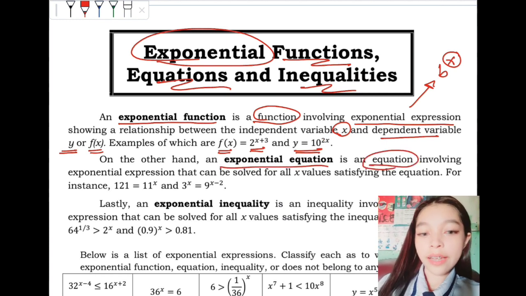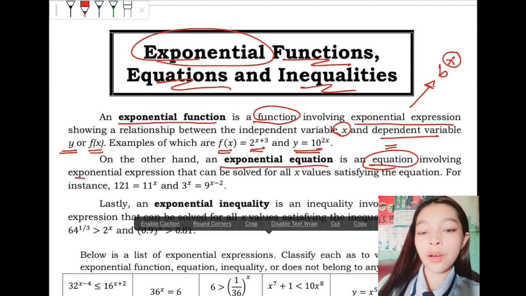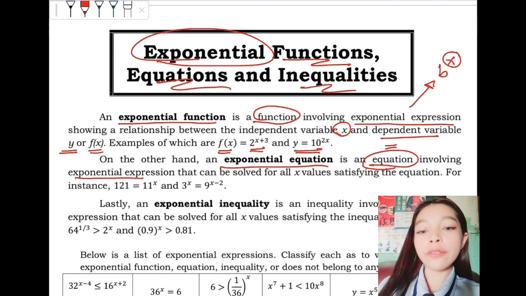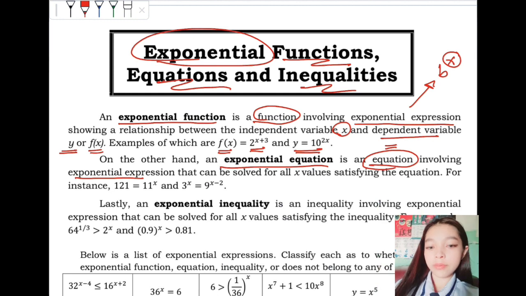On the other hand, an exponential equation is an equation that uses an equals sign, involving an exponential expression that can be solved for all x values satisfying the equation. For instance, 121 equals 11 raised to x. Since 11 raised to x is an exponential expression, this equation is an example of an exponential equation.